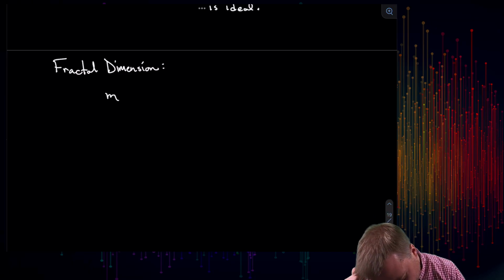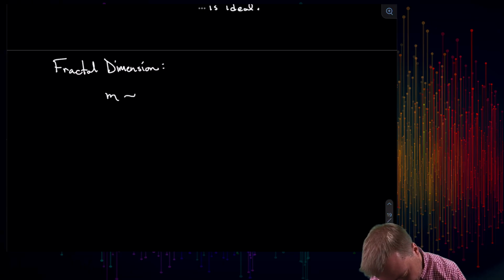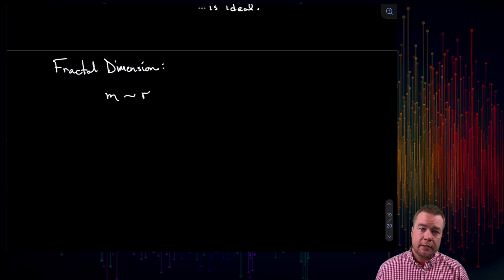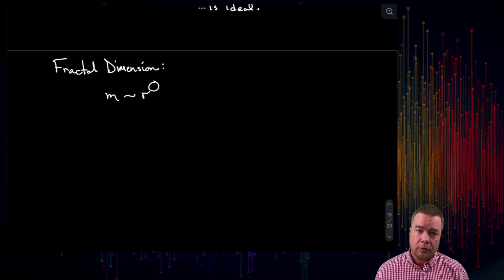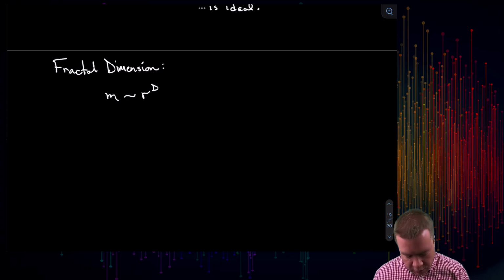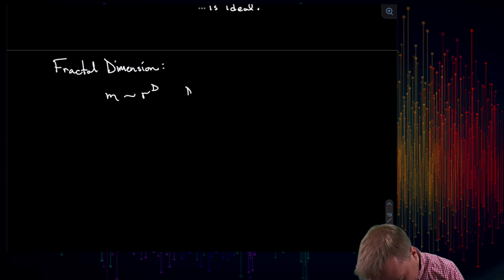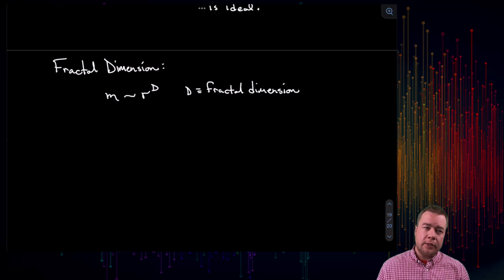Let's say that you have an object with a mass. What you would like to know is, how does the mass scale with the size of the object? Okay, so now the way that this could go is this could be any number of things. You could have any number of exponents that go up here. So in general, we write that this mass scales as r to some power d, and d we call the fractal dimension.